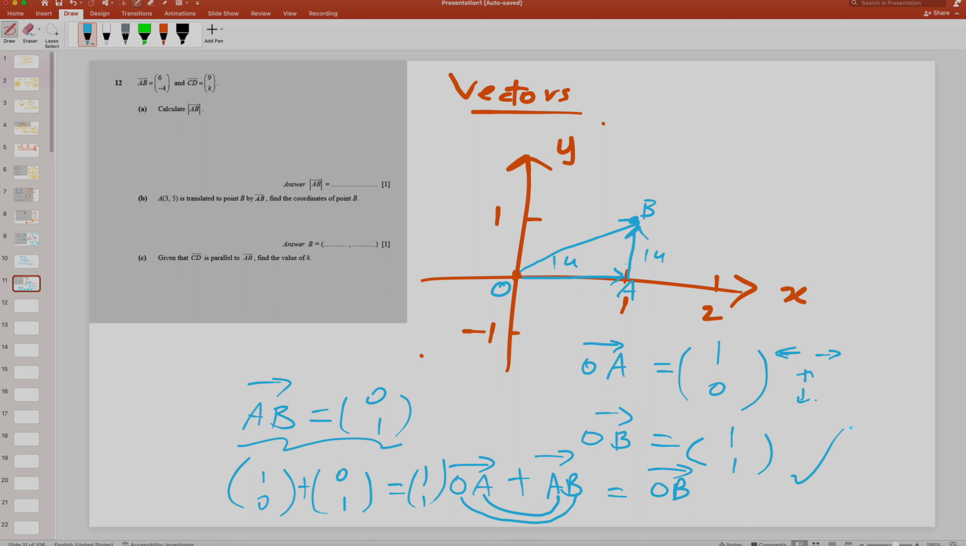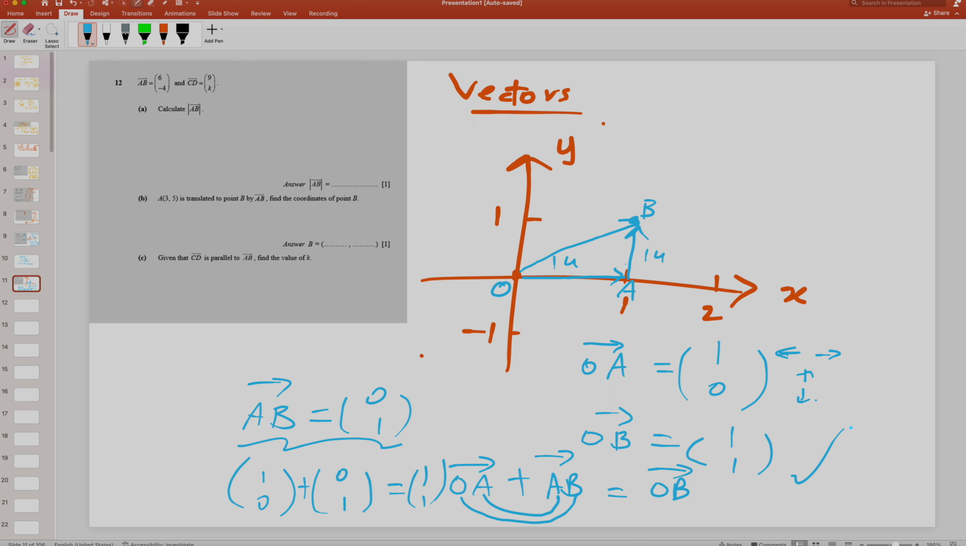Can you see now? This addition will give me OB, right? So I add them up, and I get 1, 1. So OB is 1, 1. Okay, so that's how you should do vectors.